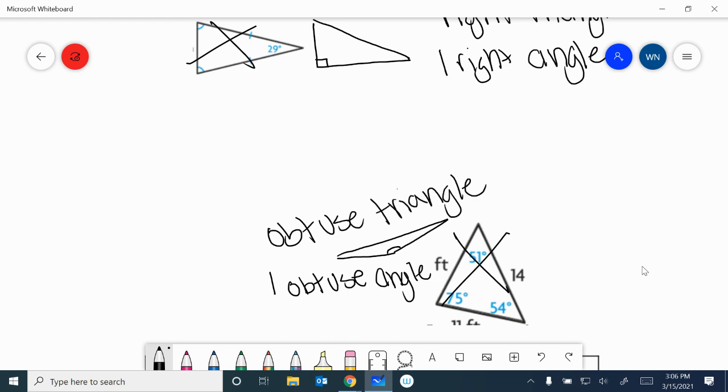Let's review those classifying triangles by their angles. If it has 3 acute angles, it is an acute triangle. If it has 1 right angle, it is a right triangle. And if it has 1 obtuse angle, it is an obtuse triangle. You're going to answer some questions here in just a second to make sure you understood your notes before we move on.